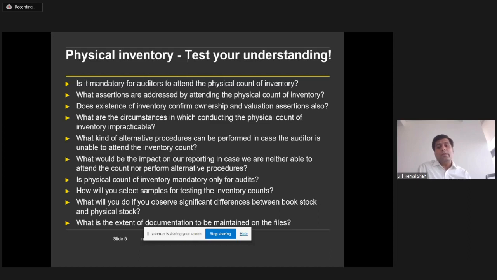What is the extent of documentation to be maintained in the file? Of course, as an auditor, the documentation is very critical. What is critical for the auditor is to get the instructions, what management has sent to the person who has gone for inventory count. I think that is very critical. How the inventory is planned by the management, because auditor comes subsequently.